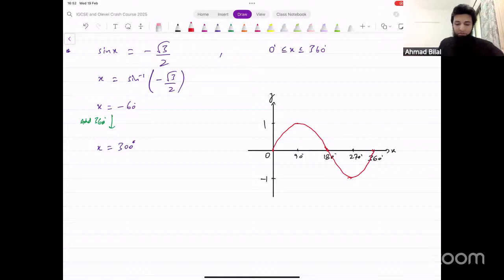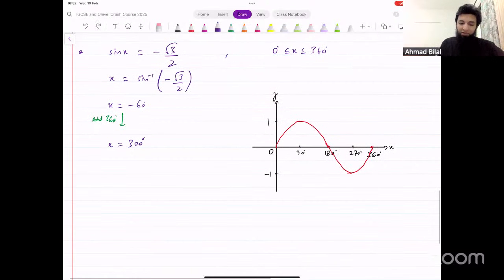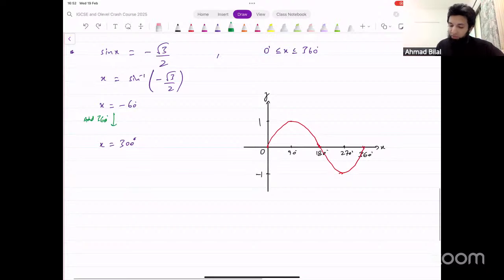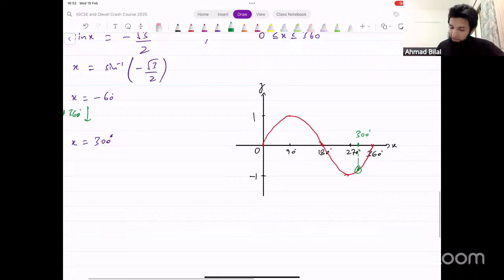Now you've got one solution on your graph already. That's 300 degrees. Where is that going to be? To the right of 270, right? Somewhere here. This is 300. Okay. This is one value that we're getting on your graph. Where's the other value? On the left side here, this value. What's this value now? Again, you can use the symmetry of the graph to figure this out.